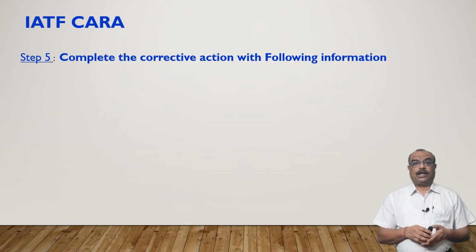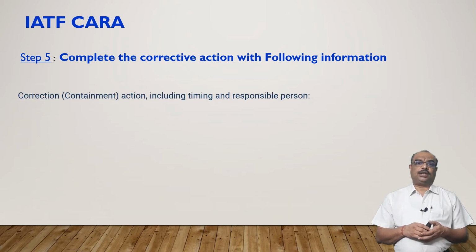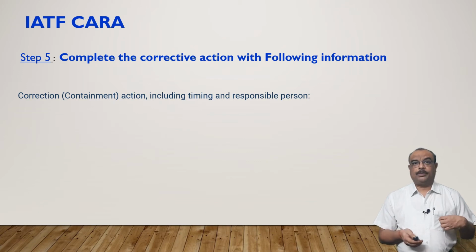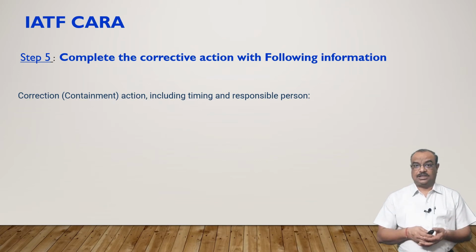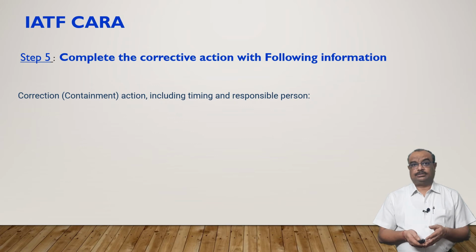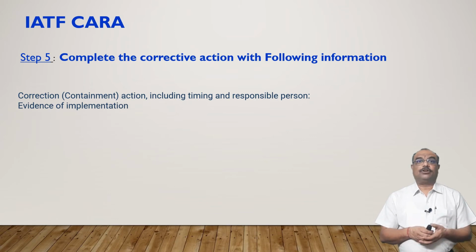In step number 5, you have to complete all the information related to the corrective actions. So what are the options? The first option is correction. I hope all of you are aware of this correction. You have to fill in the correction information: whatever non-conformity you identified during the audit, how to close that non-conformity is the part of the correction. Once you complete the correction, then you have to go for the evidences.